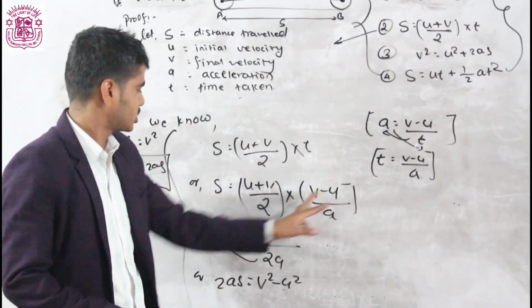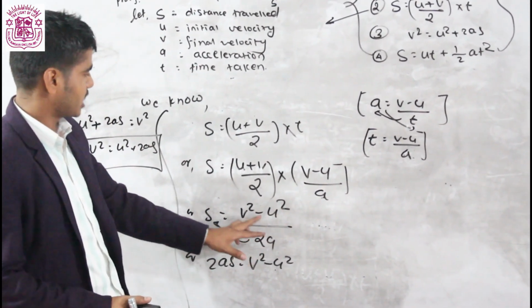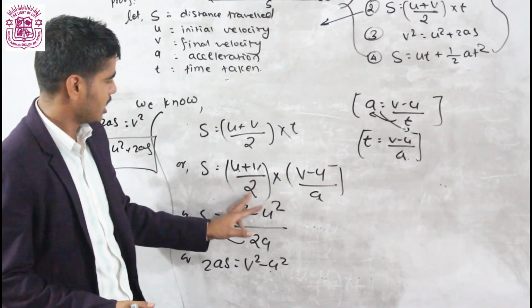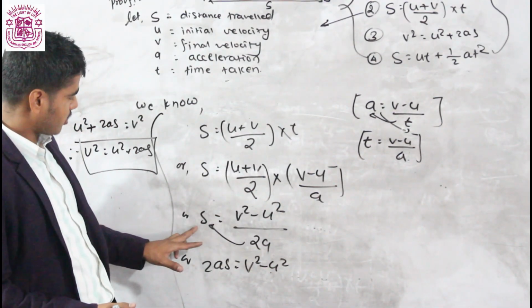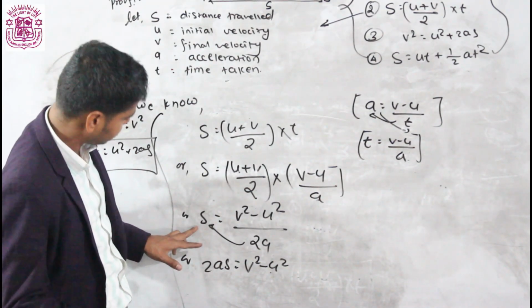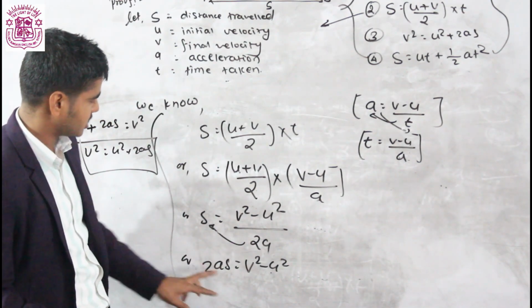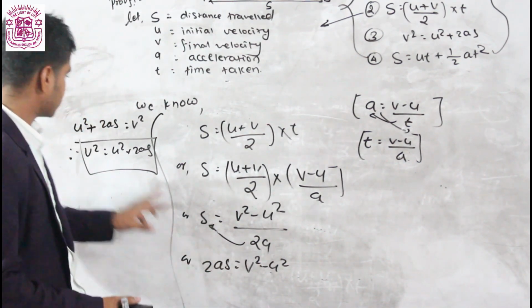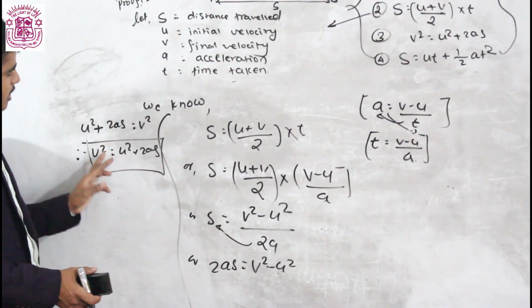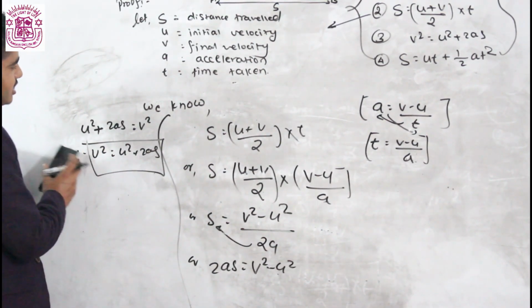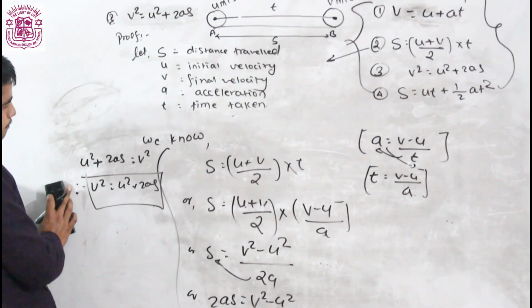(b + u)(b - u) is b² - u², because (a + b)(a - b) equals a² - b². 2 into a, 2a, when it comes before the equal sign, becomes multiplied. So 2as = b² - u². That negative sign becomes positive, and we get b² = u² + 2as. This is not hard to prove, I think.